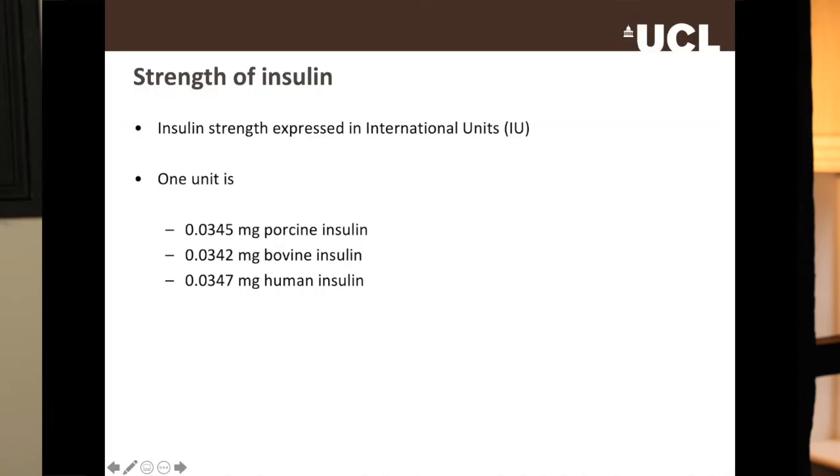One other thing is that the strength of insulin in the dosage form is kind of important. We're going to look at that more next week when we look at insulin pens actually. But for now, it's simply to note that the concentration of insulin is defined in international units, or IU. 1 unit is equivalent to, for human insulin anyway, 0.0347 milligrams. And then the masses are slightly different for bovine and porcine, 342 and 345, because they contain different amino acid sequences, and so the molecular weights are slightly different.